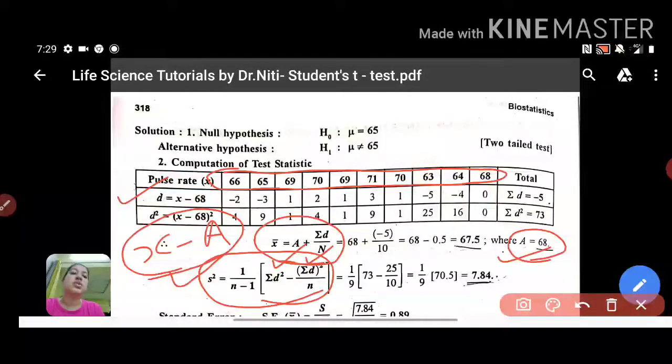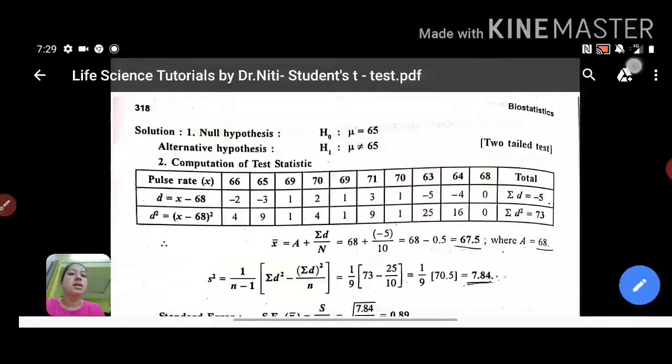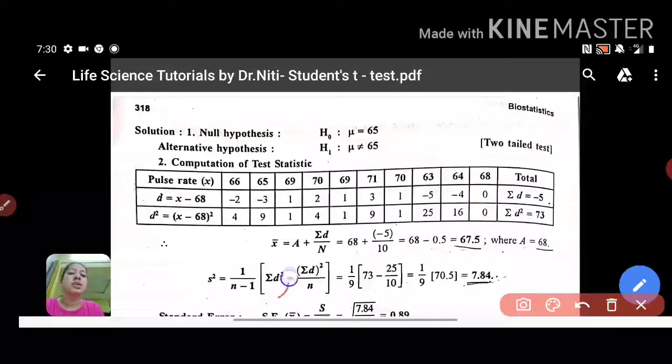X is the individual observation. Here the individual observation is 66. 66 minus 68 comes to minus 2. 65 minus 68 is minus 3. In this way you can determine the deviations of all the observations, and then you have to take the summation of deviation. So you have determined the summation of deviation. Now you have to determine the summation of deviation square.